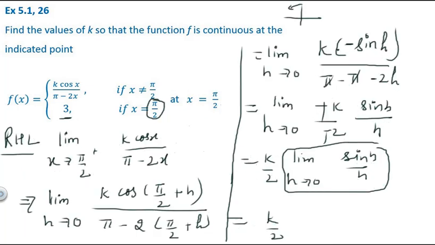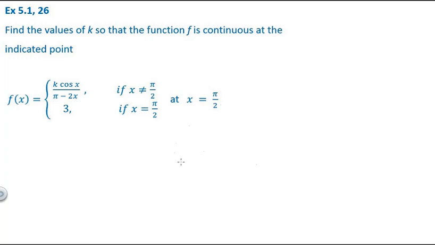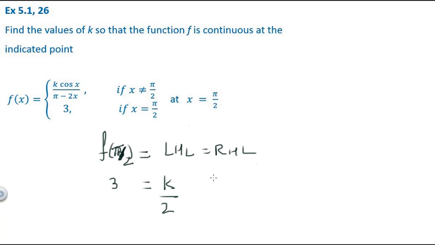Now let us put f of pi by 2 as equal to LHL or RHL, which are the same. So f of pi by 2 is 3, and LHL we are getting as k by 2 and RHL also. Solving this, we get k as equal to 6. So if this function is continuous at x equals pi by 2, that means the value of k is 6 here. So let us go to the next question now.